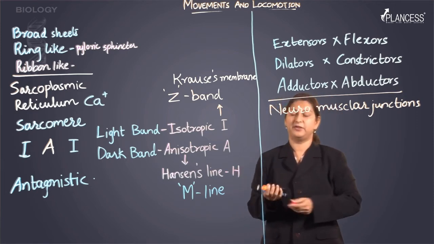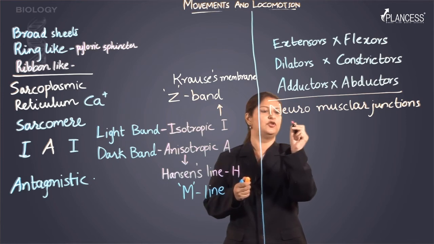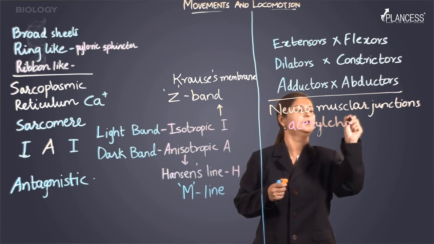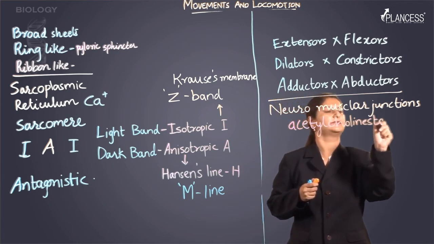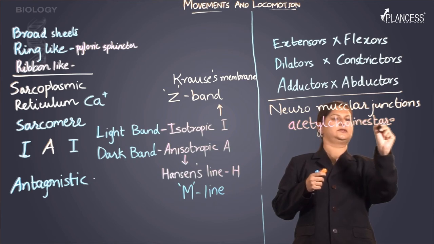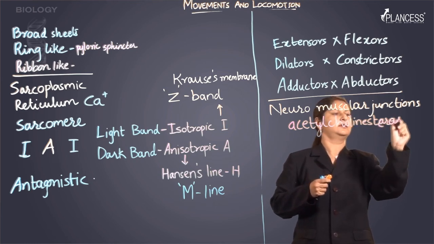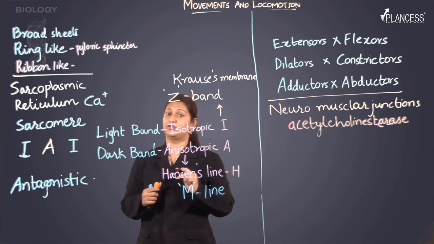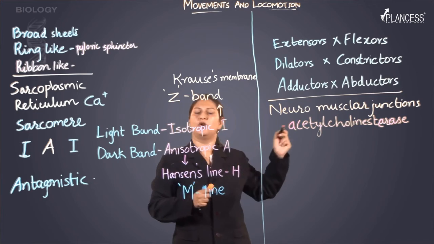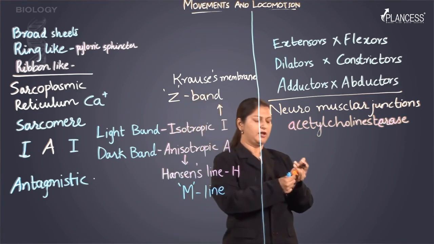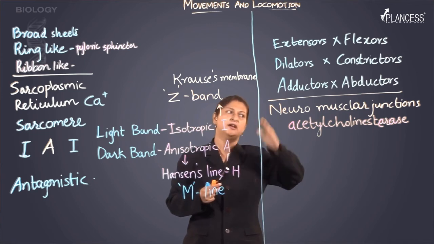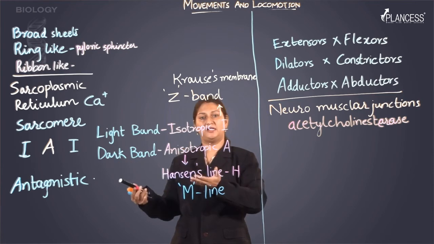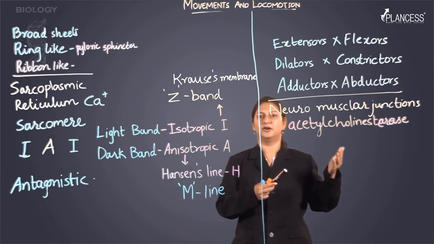Now who carries that information is a chemical known as acetylcholine. Acetylcholine is the chemical which is actually going to excite the muscles to carry on the process further. Now once the excitation part is done, the remaining part is taken over by these light bands and dark bands, and they will carry the work further.